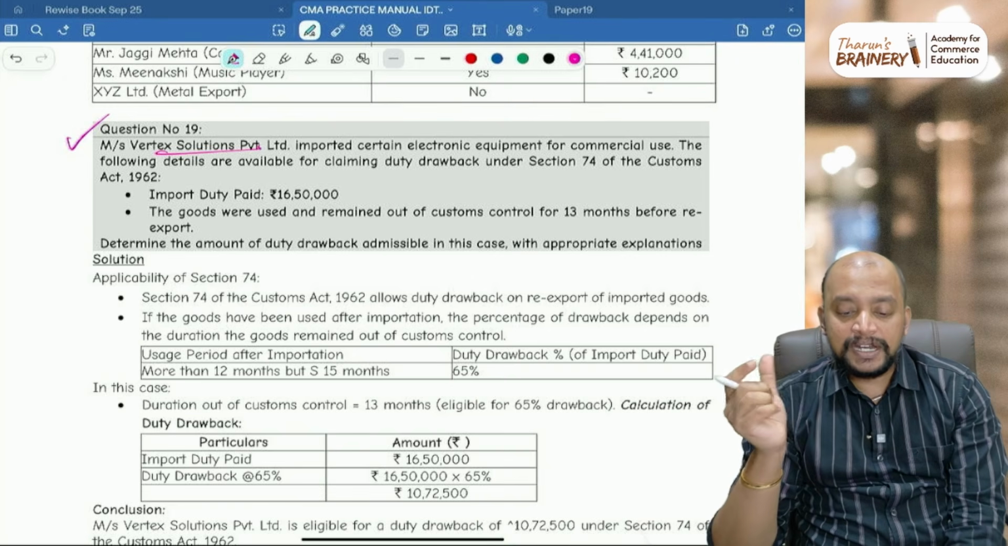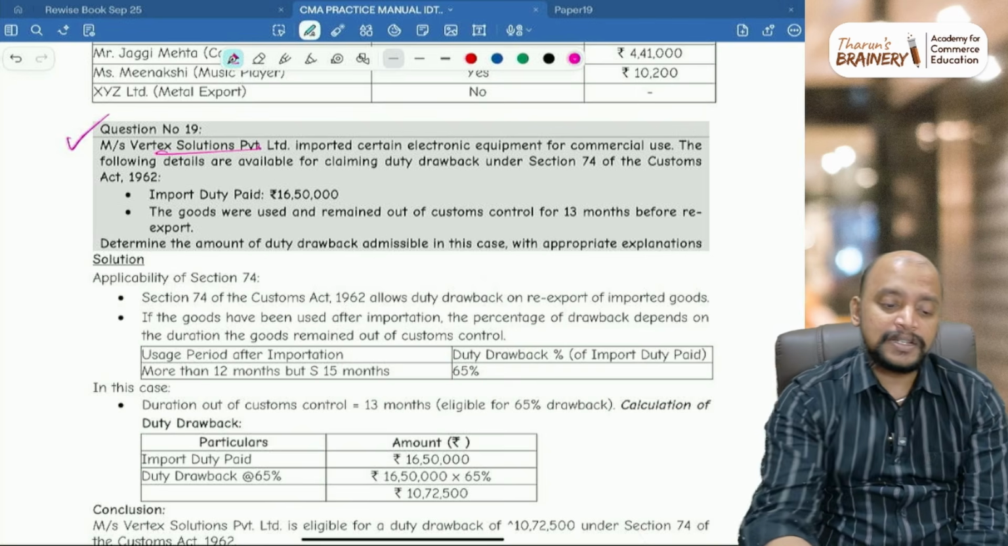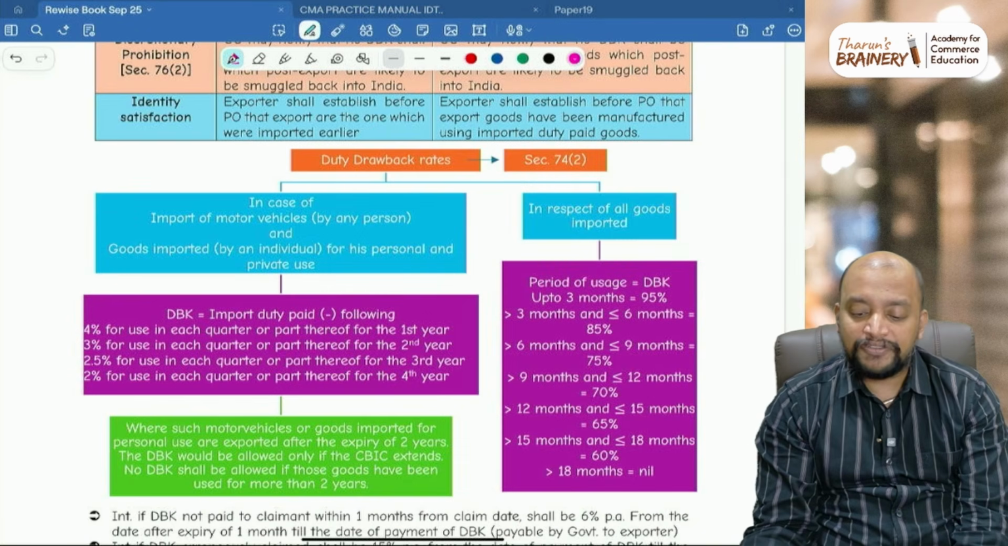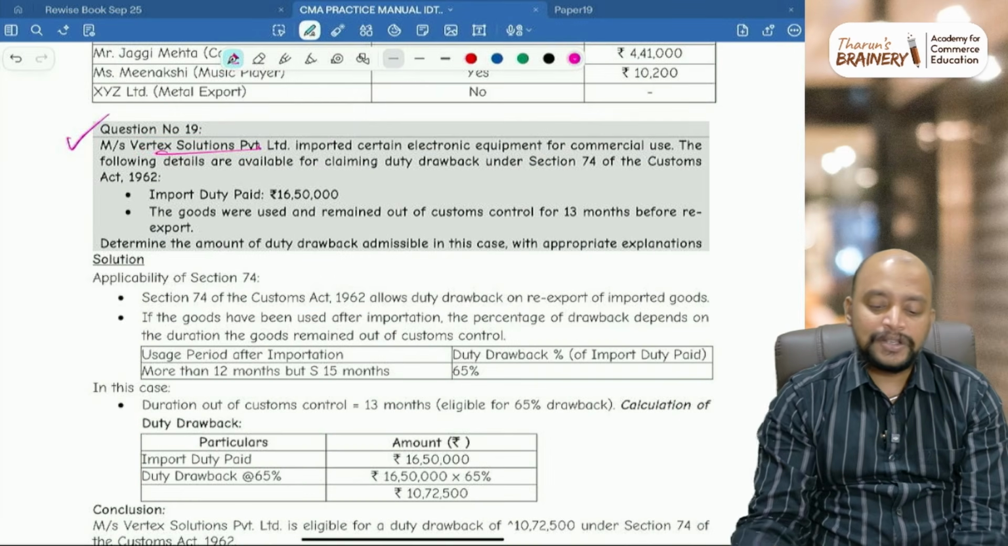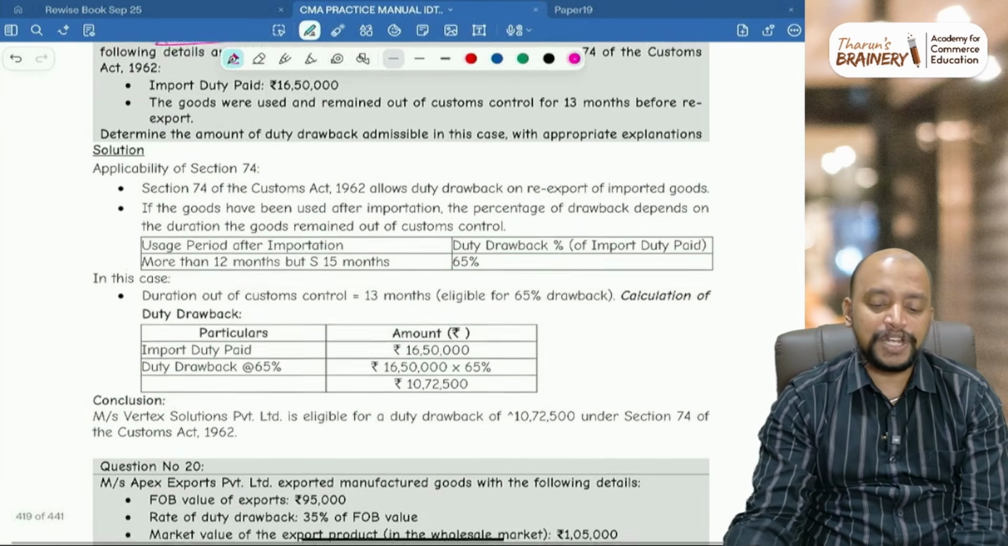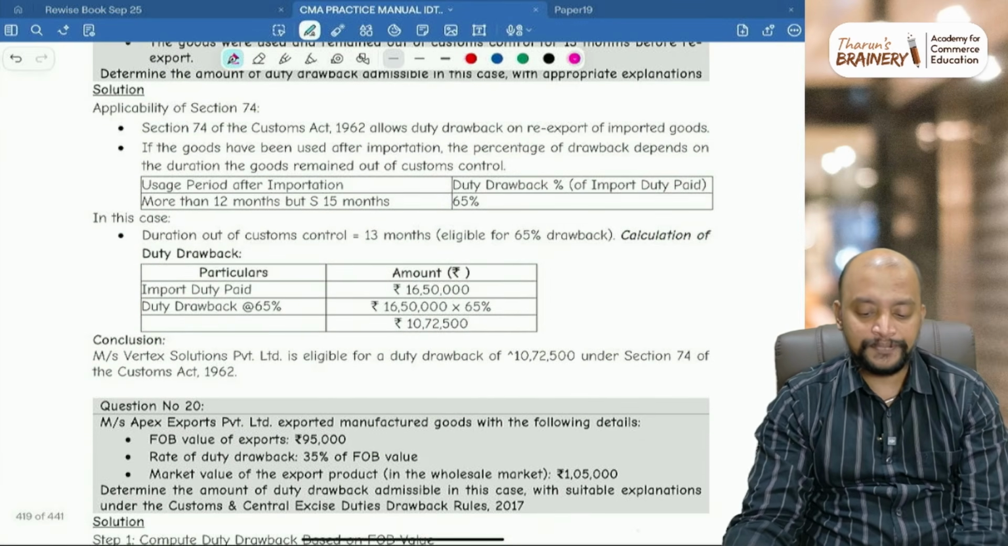So we need to see the period. What is the period? 13 months. 13 months means it will be coming under 12 to 15. So for 12 to 15, what is the duty drawback? 65%. So 65% of the customs duty paid we will get as duty drawback. Okay.